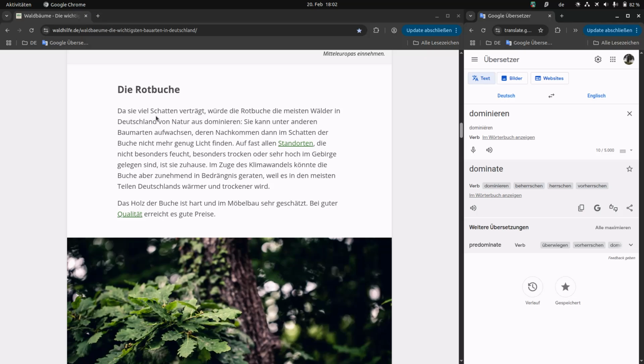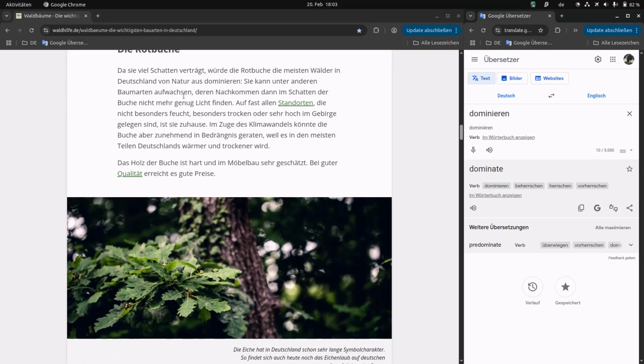As she a lot of shadows bears, or can bear, or tolerate, would the red beech, or European beech, the most forest in Germany, from nature out or by nature, dominate. So as it can bear a lot of shadow, or tolerate a lot of shadow, darkness, whatever, the European beech would by nature dominate most of the forests in Germany, or basically populate most of the forests in Germany.